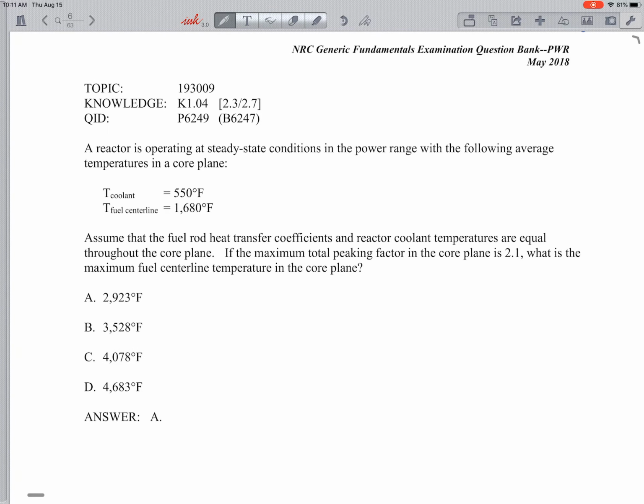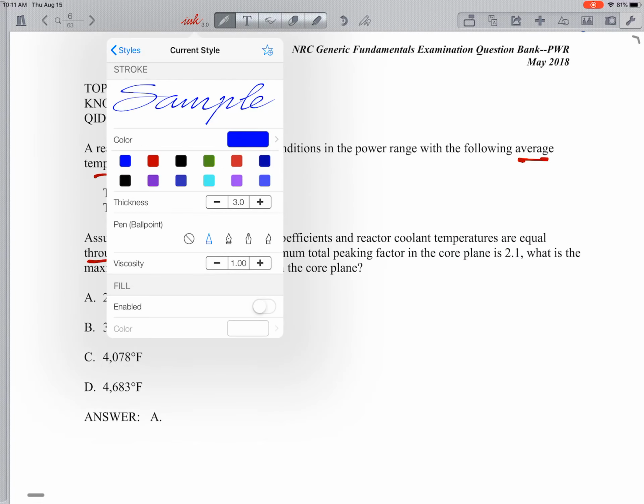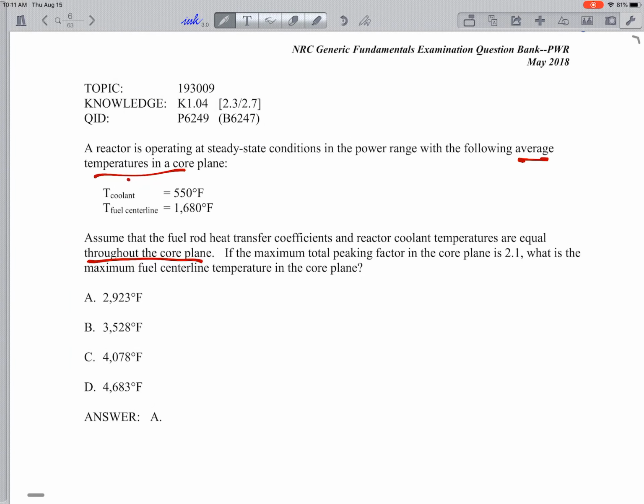All right, next question. A reactor is operating at steady state conditions in the power range with the following average coolant temperatures in a core plane. Assume the fuel rod heat transfer coefficients and reactor coolant temperatures are equal throughout the core plane. If the maximum total peaking factor in the plane is 2.1, what is the maximum fuel centerline temperature in the core plane?